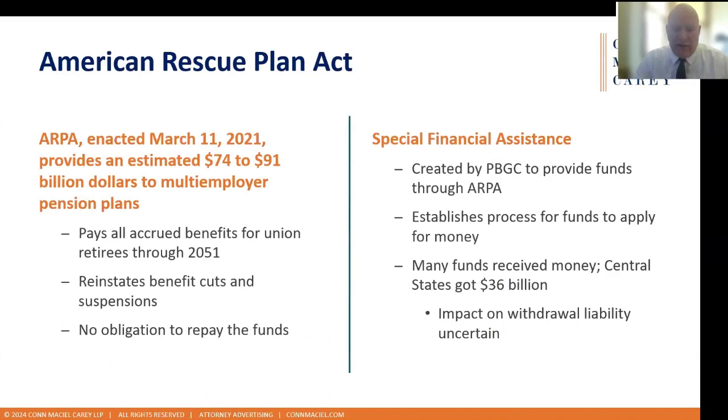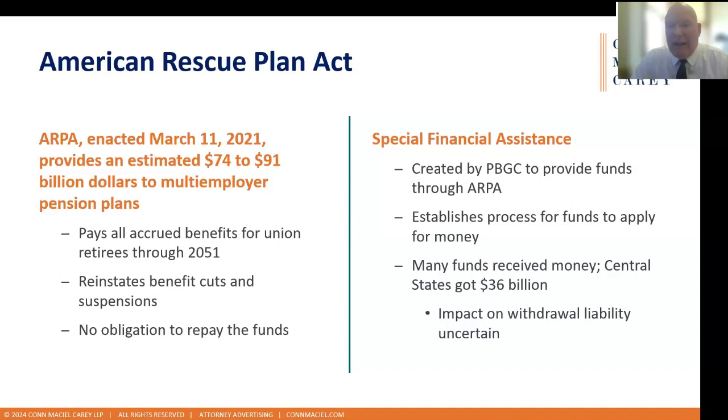Finally, I'll mention this American Rescue Plan Act on these last couple slides. Just after President Biden was elected, in March of 2021, they passed this American Rescue Plan Act. A lot of people were unaware, but there was close to $100 billion, just sort of a blank check written to multi-employer pension plans to pay for the accrued benefits for these union retirees through 2051. So through up to 2051, 30 years from when it was enacted, these funds could just apply to get money to pay all those unfunded vested benefits for these union members' retirements.